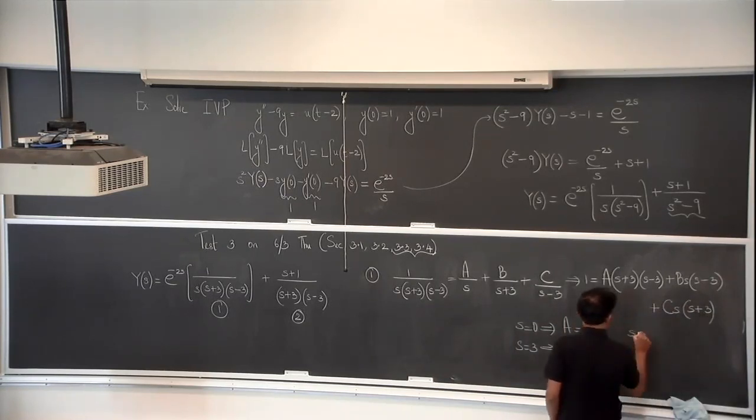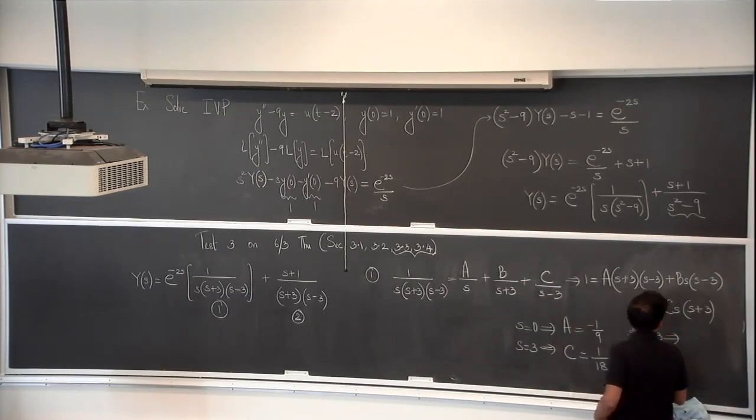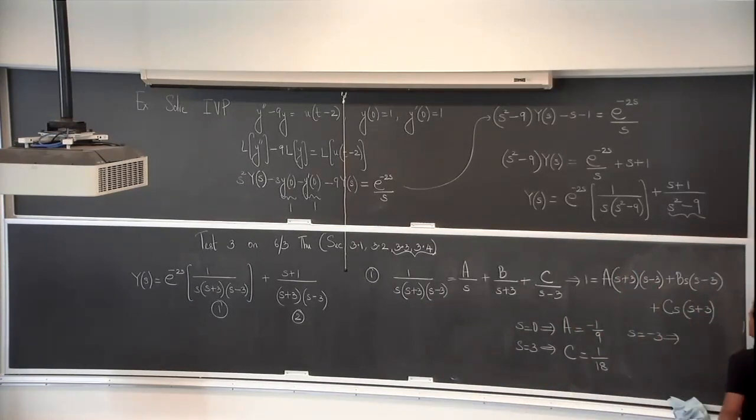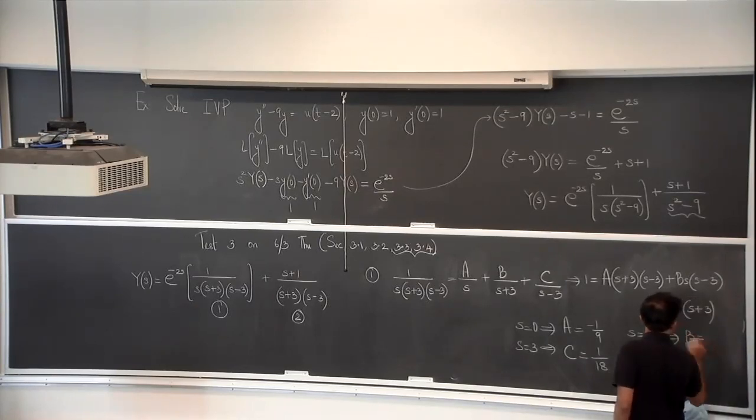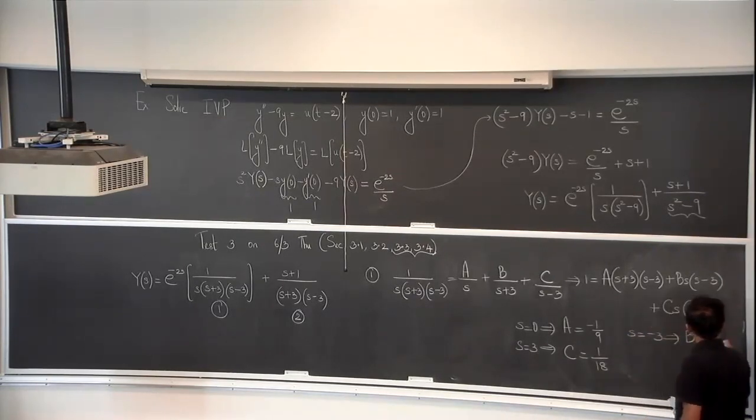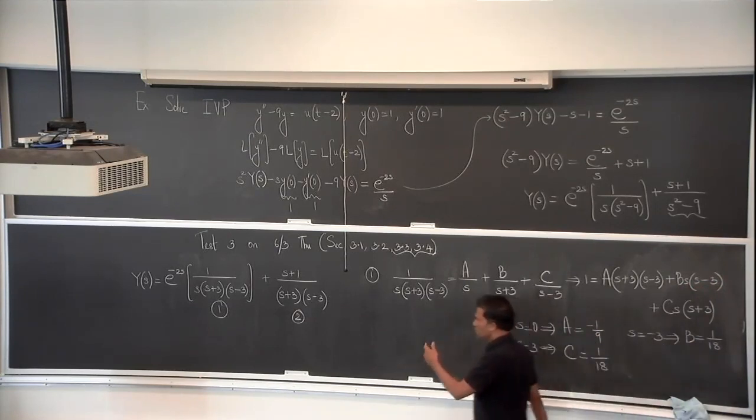s equal to negative 3 covers up the first and third terms, and you get b equal to negative 6 times negative 2, that's positive. That's also 1 over 18, is that right? Okay, so that's there. Let's also do block number 2.